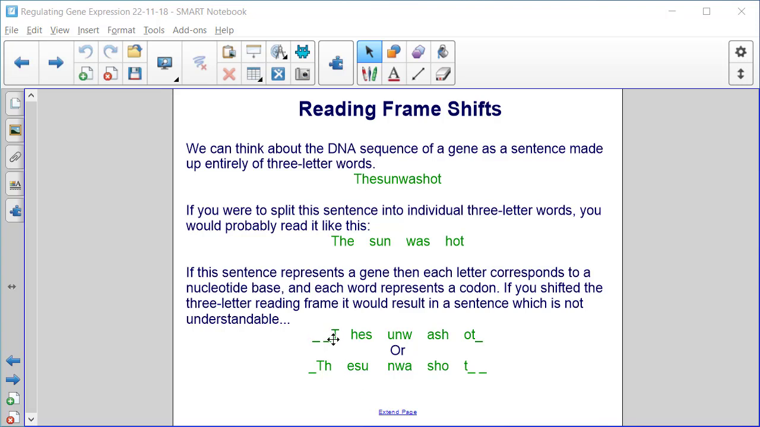So look what happens if I shift it. I have blank blank T, HES, UNW, or if I shift only one, then I get a partial word here and a whole bunch of stuff that doesn't make sense if I shift the reading frame.